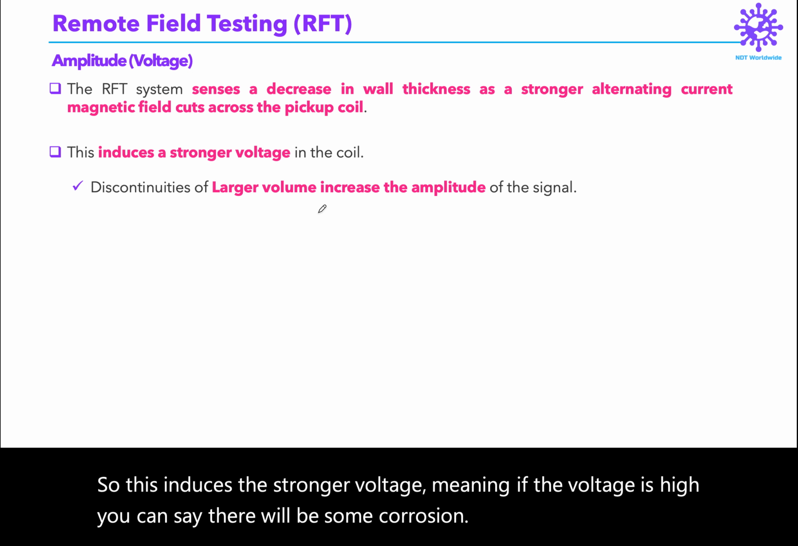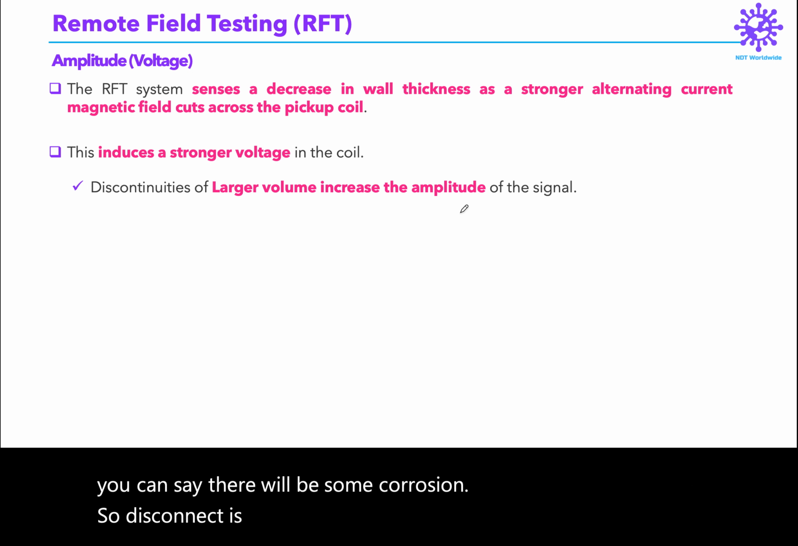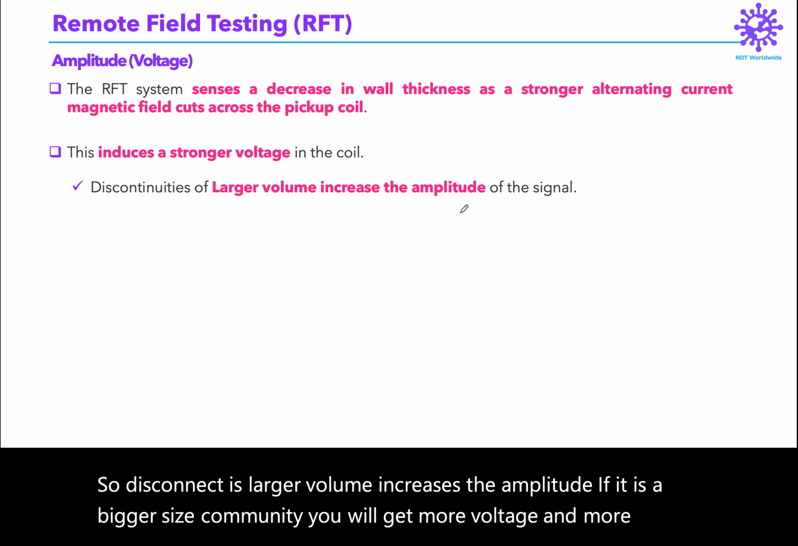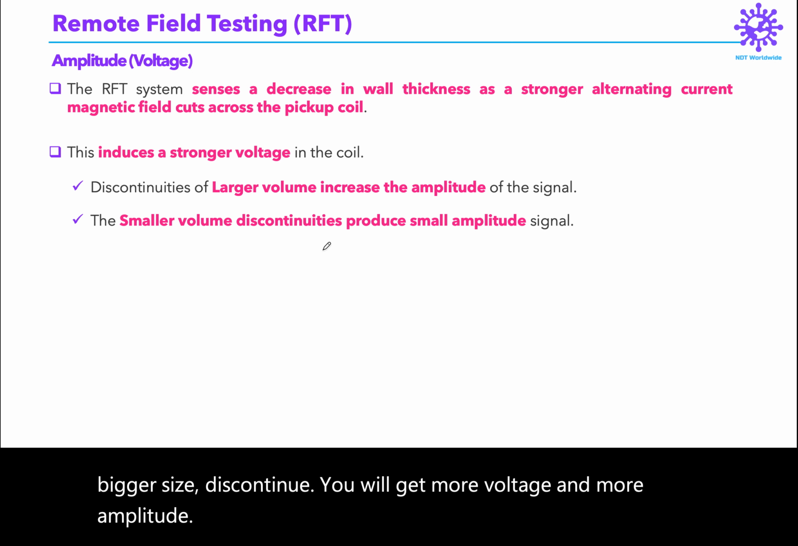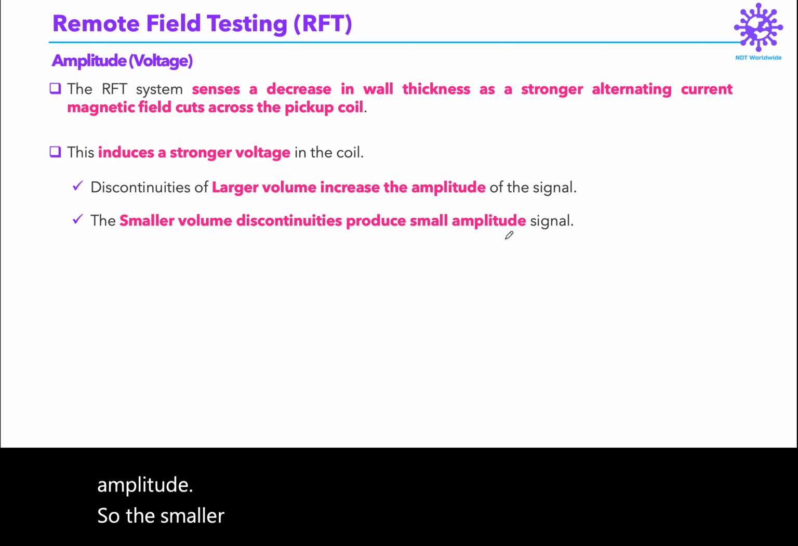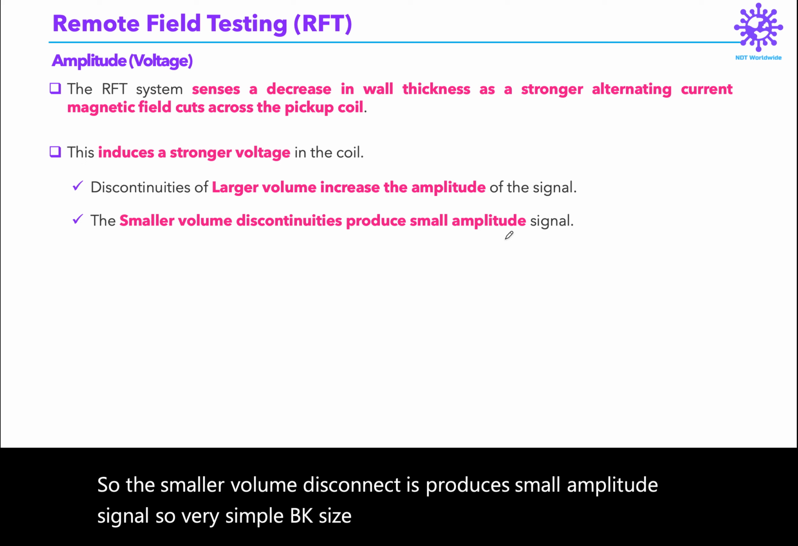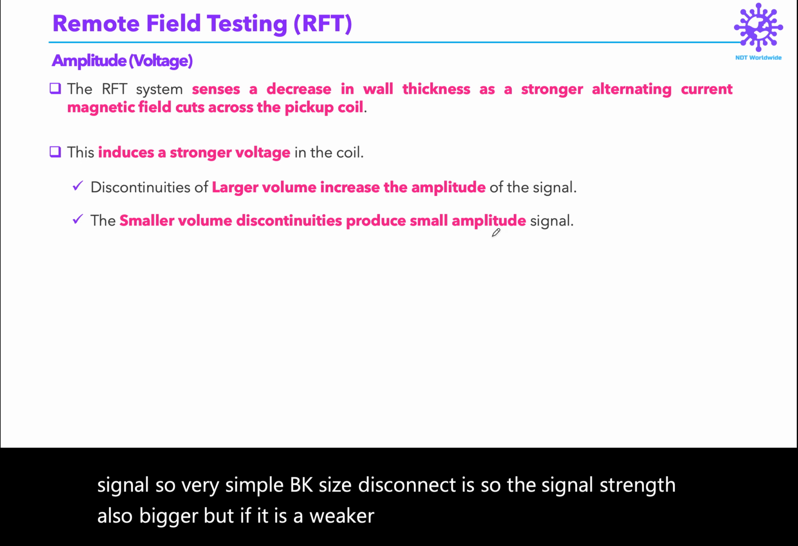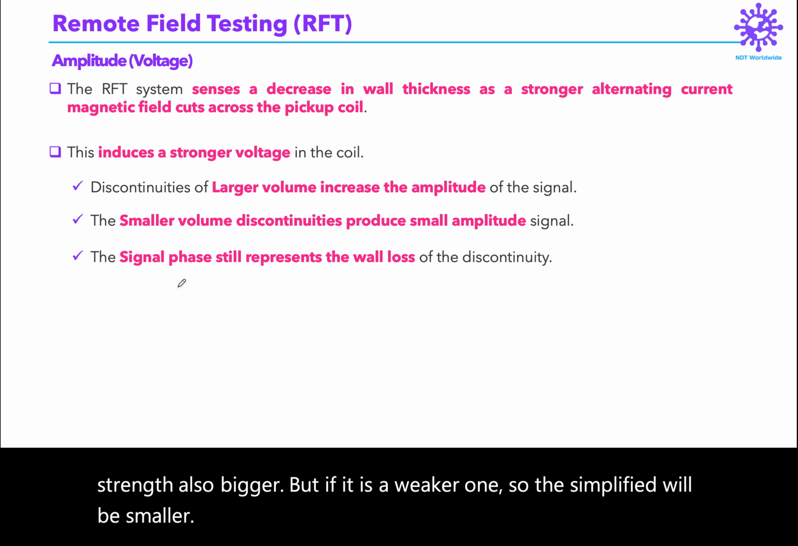So for a discontinuity with larger volume, the amplitude increases. If it is a bigger size discontinuity, you will get more voltage and more amplitude. The smaller volume discontinuities produce a small amplitude signal. So very simple, bigger size discontinuities, the signal strength is also bigger, but if it is a weaker one, the amplitude will be smaller. Signal phase still represents the wall loss.